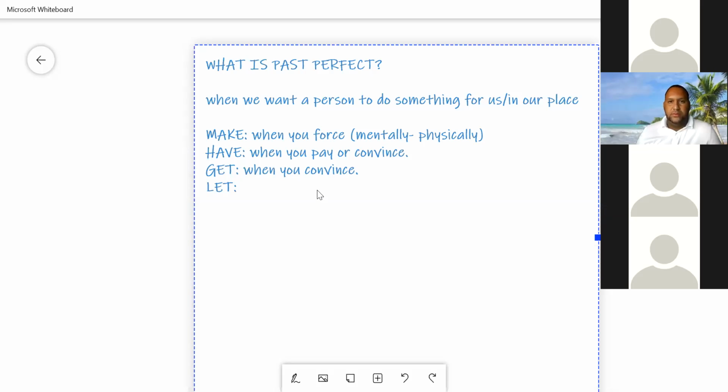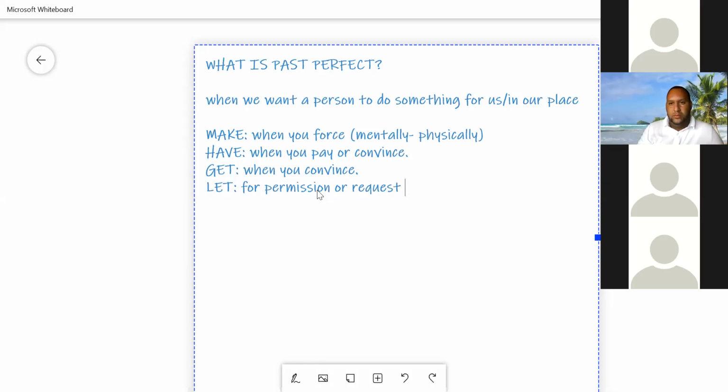And finally, we have let, and let is just for permission, or for request. You guys know that already, for permission or request, right? That's when you're asking for something, like, oh, you know what? Let me use your car on Sunday because I have to go to a party. You see, you're asking for permission, or you are requesting something from the person. And that's it. That's how we use the three verbs.